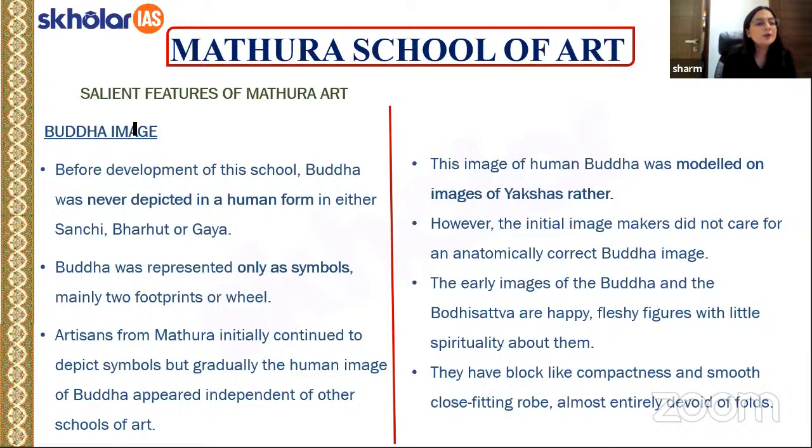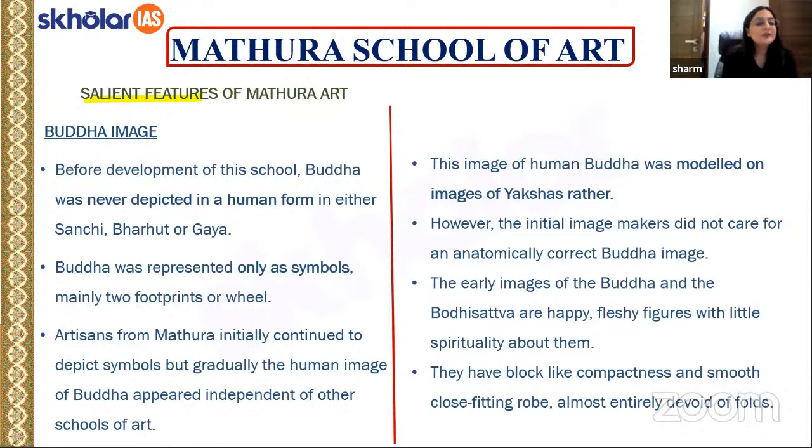All right. So now we are going to talk about the salient features. Herein, students, I would like to tell you that the most important part with respect to the Mathura School of Art is the depiction of Buddha. I know I have told you that there are certain Hindu gods and goddesses and even Jain images that have been depicted in the Mathura School of Art. But in this particular lecture, we are only going to focus on the Buddhist imagery, particularly the image of Buddha in the Mathura School of Art. And then we are going to compare it with the Gandhara School of Art, because this is a very famous topic with respect to UPSC, and they tend to ask a lot of questions on this particular point.